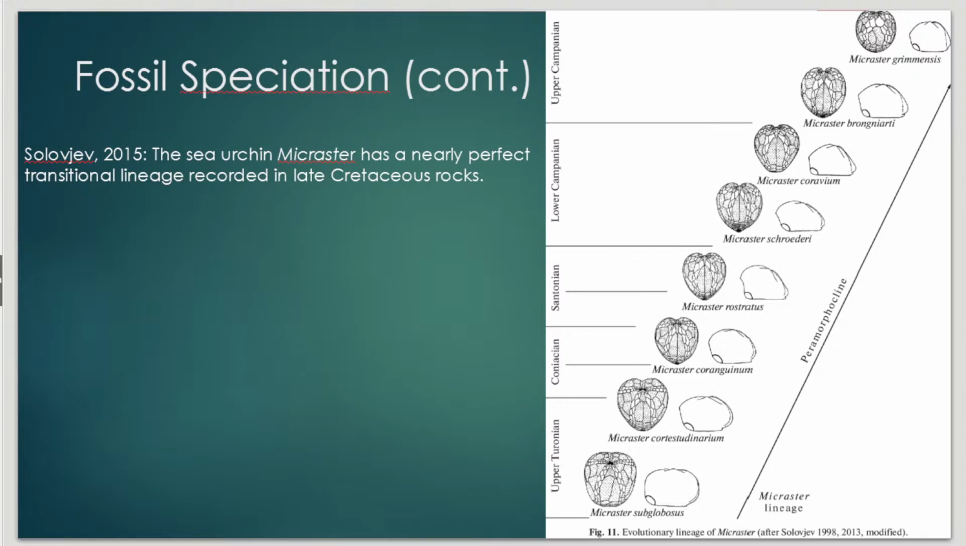Just another example. This is a sea urchin, Micraster. In case you guys didn't know, sand dollars are sea urchins gone flat. Fun fact for you. It's true. That's why they're pentaradial. So here's just an example as you go up through the geologic column. I think that's the late Cretaceous. Yeah, Santonian, Campanian. Yeah, that's late Cretaceous. As you're going further up the column, you see this gradual change. This is paedomorphocline, so they're extending the development of the adult. So, just another example. Thought you guys might like. Next slide, please.